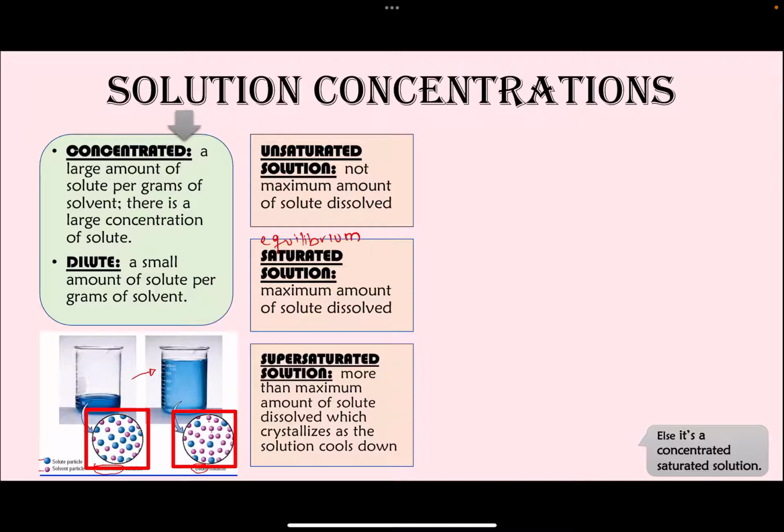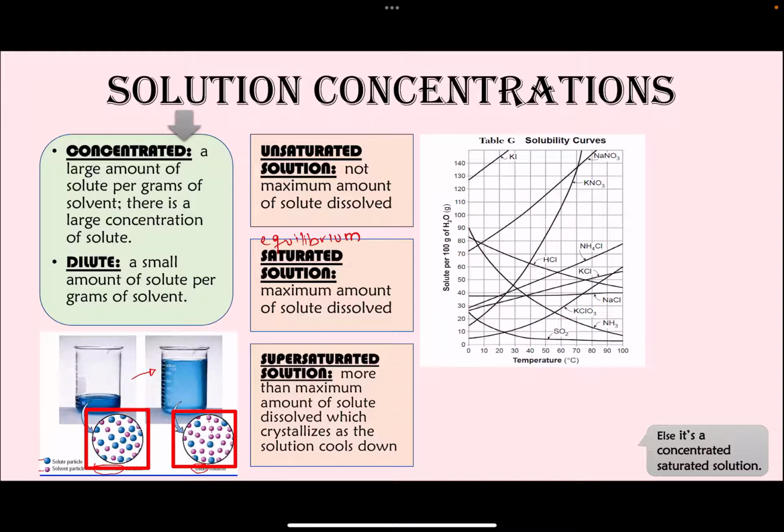And then supersaturated solution is where we have more than the maximum amount of solute dissolved in our solvent. So this normally happens when we increase the temperature, and by increasing the temperature we can kind of force more solute to dissolve in a given amount of solvent. However, what happens eventually is that when the temperature goes back down, that extra amount of solute that was once dissolved in our solution can be crystallized.